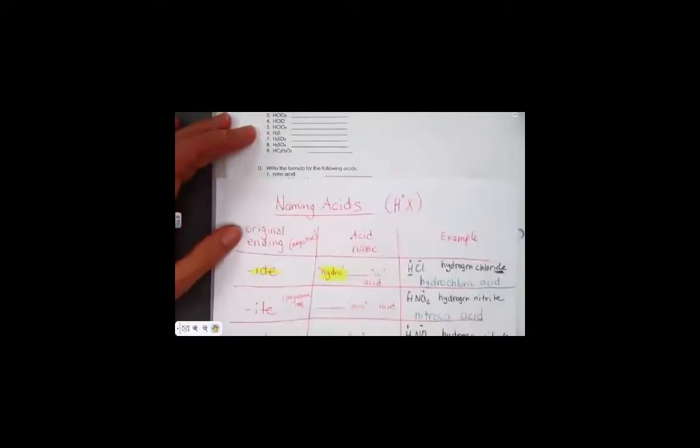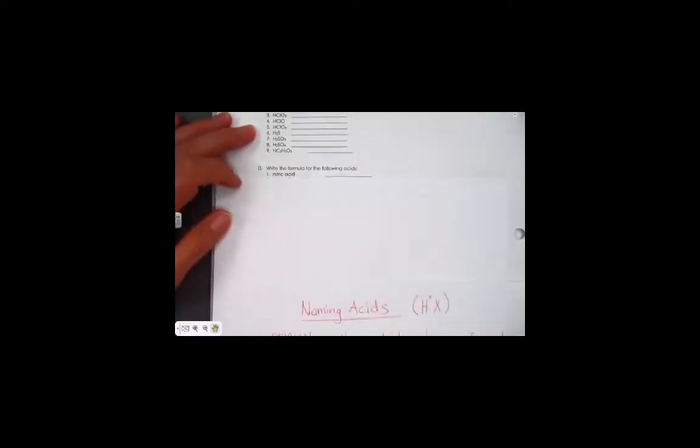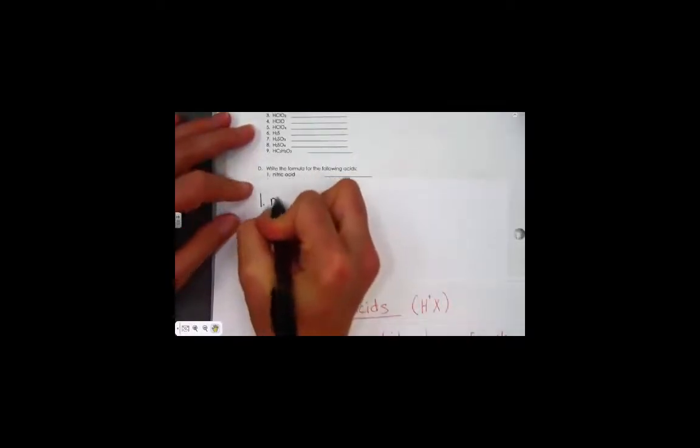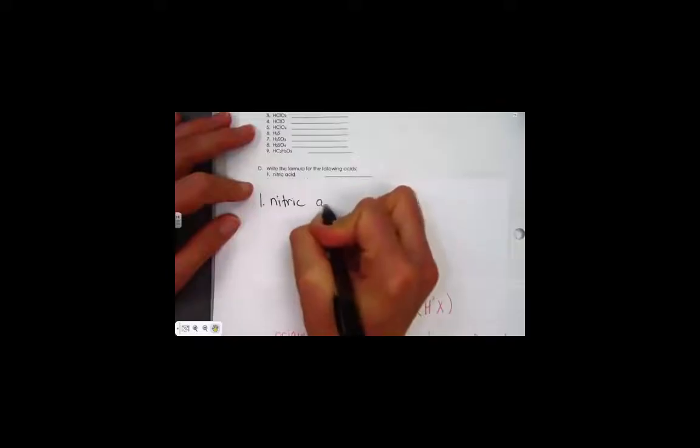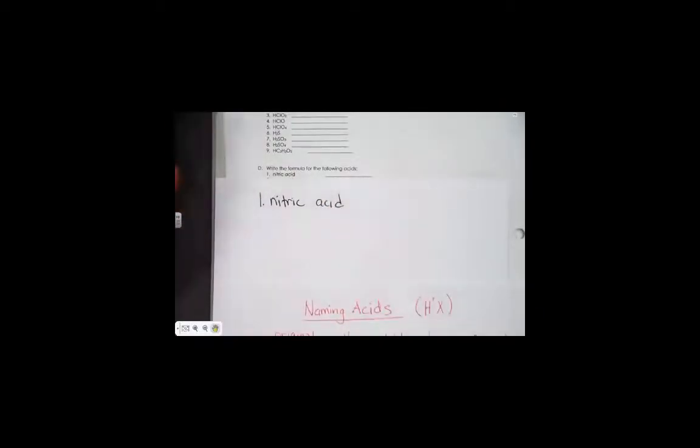Good work practicing naming. Let's practice writing out formulas, going the opposite direction, turning words into formulas. Working backwards with my handy dandy chart here, naming acids. Alrighty. So here's what I noticed. Number 1, nitric acid. We have to figure out the original ending on the polyatomic ion. Now here's something to consider.